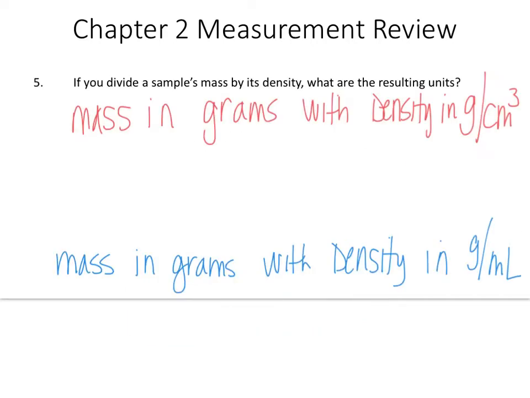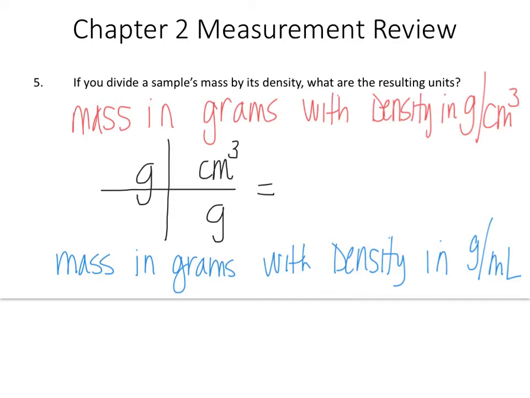So this is just giving us a basic problem. If we were to take a sample's mass and divide it by its density, what are the resulting units? So this would be a dimensional analysis problem. So we're going to just put in units and not numbers. So if we started with grams and we wanted to divide by its density, we would do it like this. We would do our grid, and of course if we want to get rid of density, density would go on the bottom, and then the units would go on the top. So if we're doing grams per centimeter cubed, it would look like that.